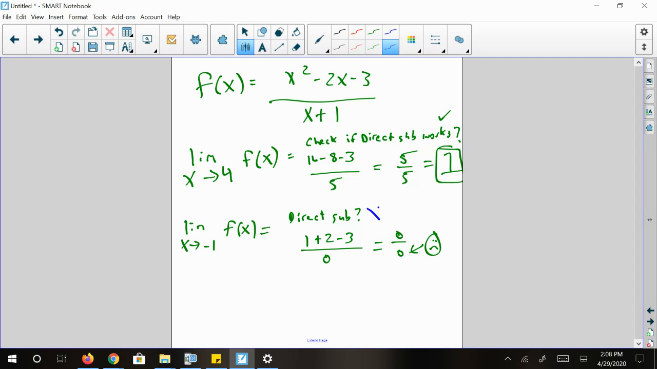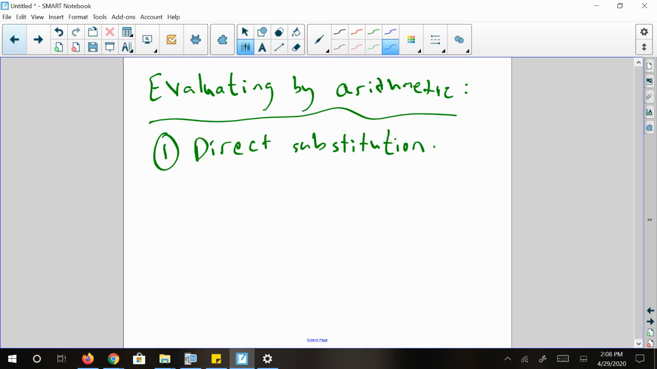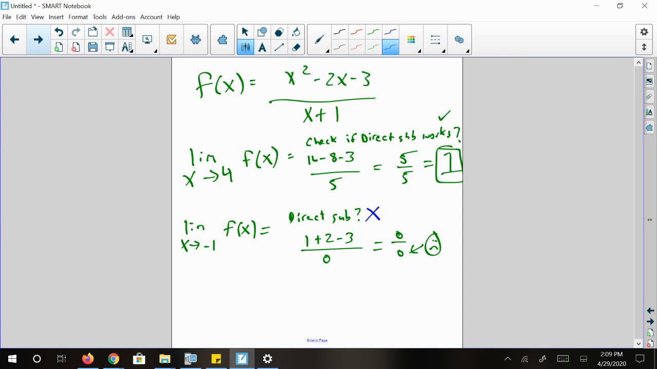Okay, so if I'm going by arithmetic here, if direct substitution doesn't work, we must have another way to evaluate this, or the limit won't exist. So our second strategy here for evaluating through arithmetic is to try to factor.